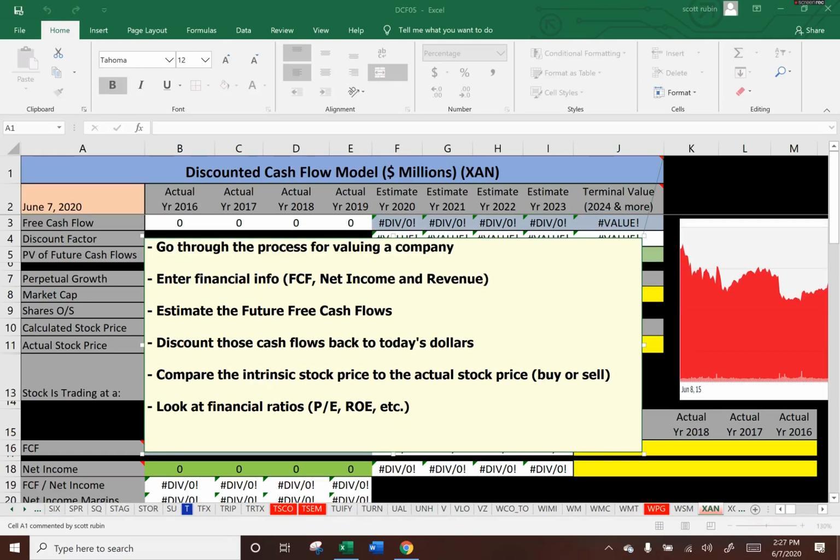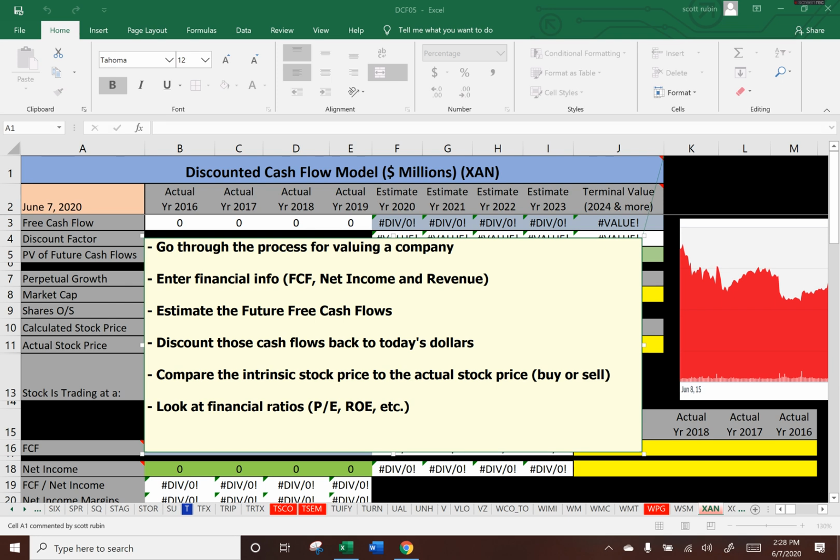We're going to look at Exantas Capital. And what we're going to do is value the company. We're going to enter their financial information into the model. Then the model will calculate the future free cash flows.